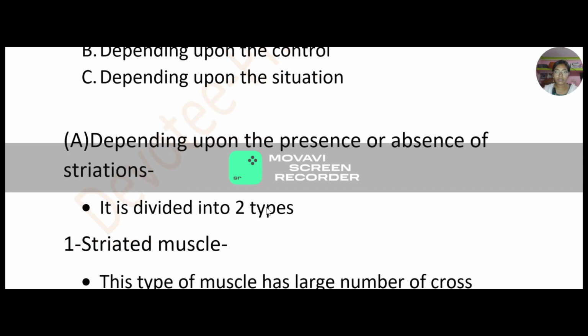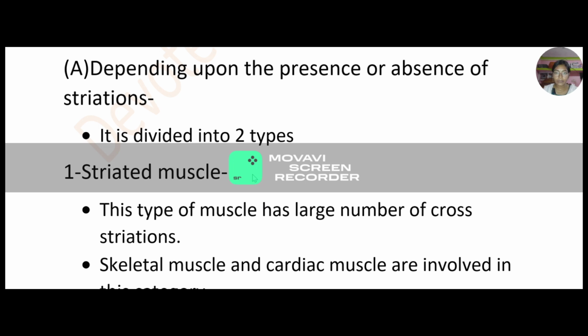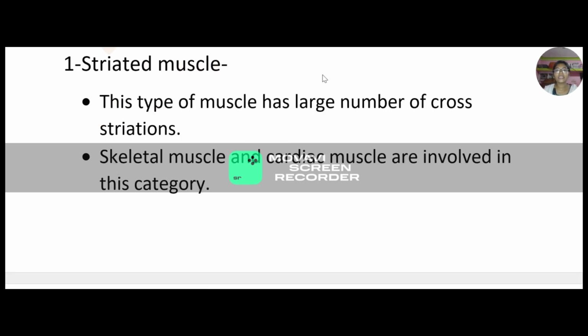Before going to the classification, before going to the types, we should know what striations are. Striations are the alternating light and dark band-like structures that are visible in certain muscle fibers. So let's read completely about the different types. Depending upon the presence or absence of striations, the muscles are mainly divided into two types. First is striated muscles, and second is non-striated muscles.